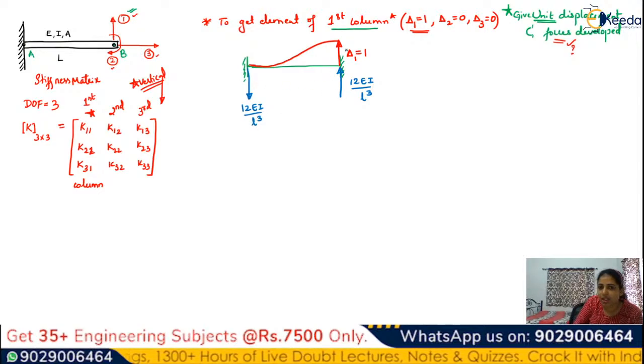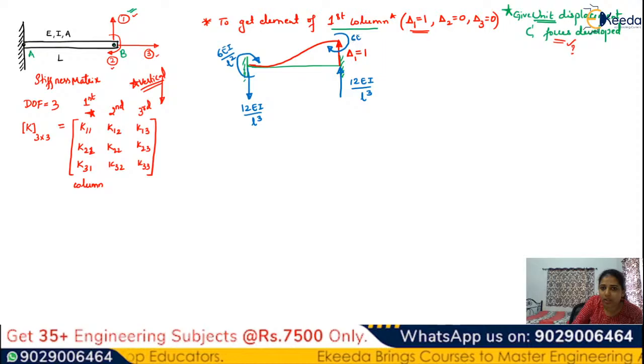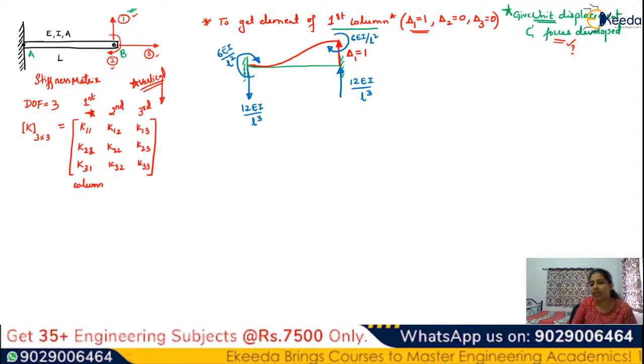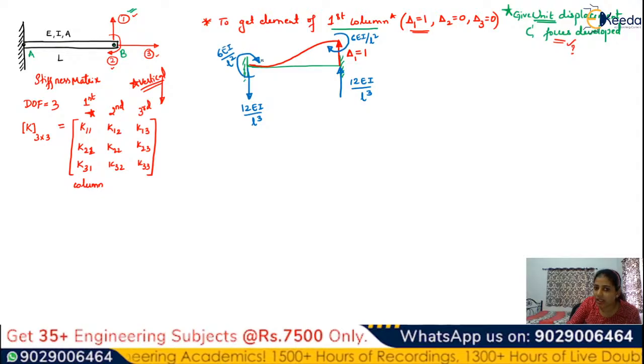This is the reaction. Now in order to lift this, there will be a moment developed here like this, and in order to get this down, there will be a moment developed here like this. And the value will be 6 EI by L square. Here also it will be 6 EI by L square. Understood? So whenever a vertical displacement is given, the reactions developed will be 12 EI by L cube, and the moments developed here will be 6 EI by L square and 6 EI by L square. Right? So now we'll develop this first column elements.